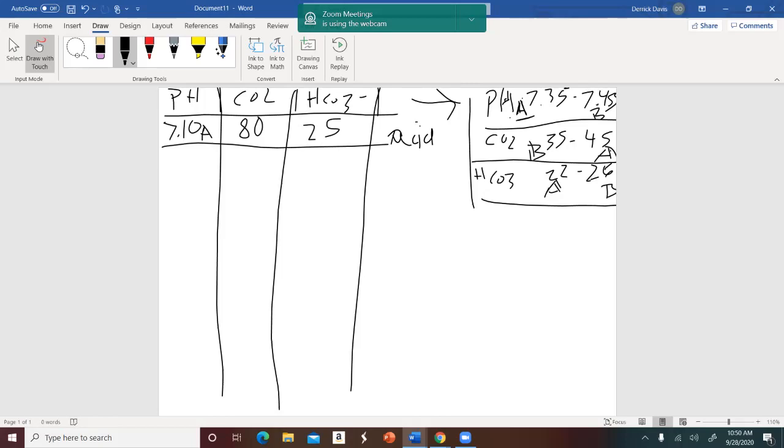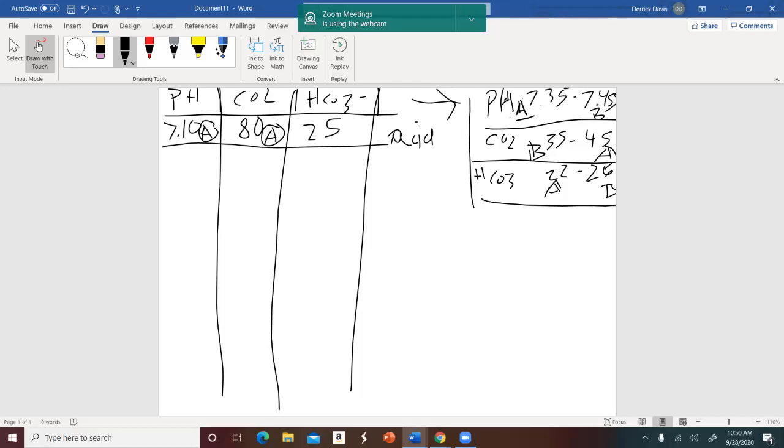Then I'm going to look at the CO2. Is this normal, acidic, or basic? So a CO2 of 80, if we look over here at our scale, that's above 45, so that is also acidic. So I know that there's a respiratory component that's causing the pH to be acidic. Remember, I'm looking at this acidic and this acidic. So I know that it has a component of causing the acidosis.